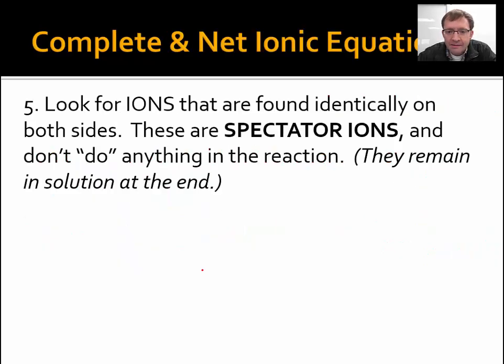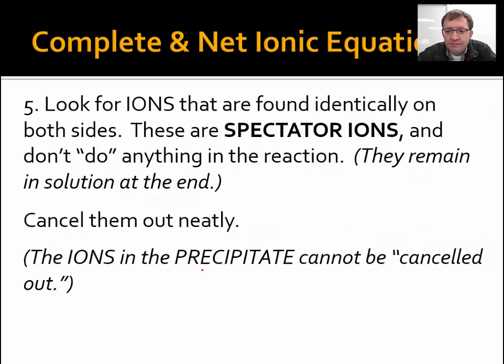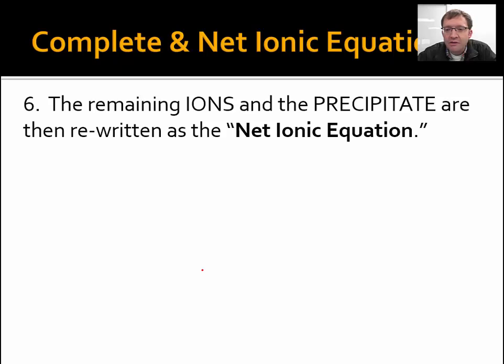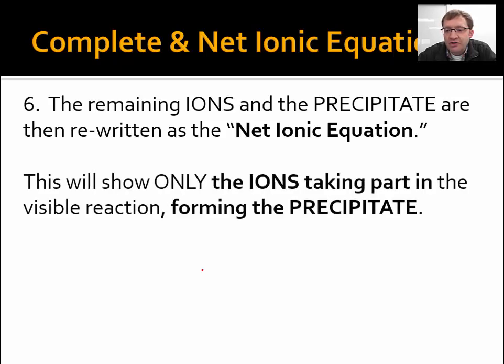All right, last step. We canceled those out. And finally, we'll take everything that's left and rewrite it neatly as what we call our net ionic equation. Basically, what's left after the dust has settled. And what that'll do is show the ions that have taken part in the reaction and have formed the precipitate. So we'll have a really neat, tidy, short little reaction left by the end.